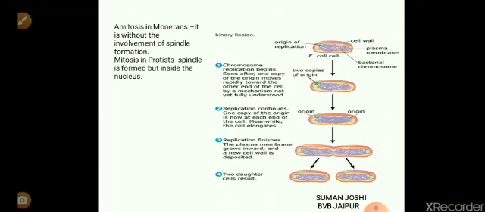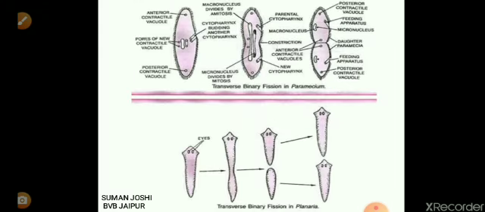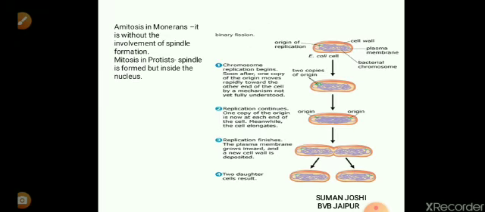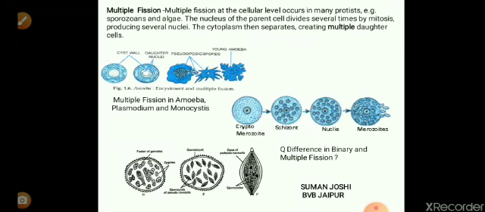In Protista, of course, mitosis occurs, but the spindle is formed inside the nucleus only. As you can see in the previous slide, like in amoeba here, the spindle formation is occurring inside the nucleus. But in multicellular organisms, the nuclear membrane disappears, as you all know, in prophase, and of course the spindle formation occurs after the disappearing of the nuclear membrane. Now that's all for binary fission.